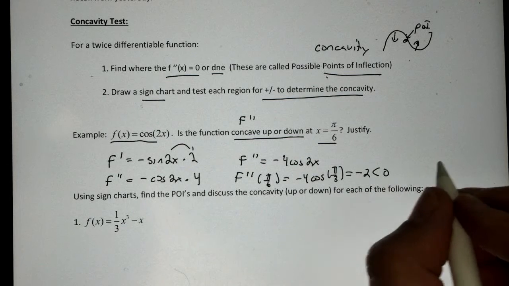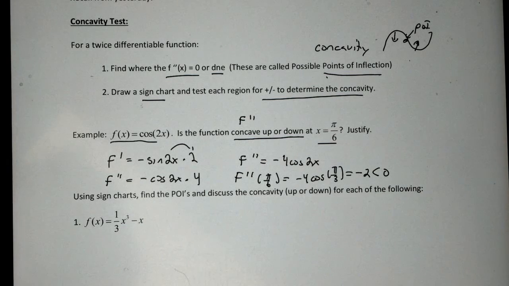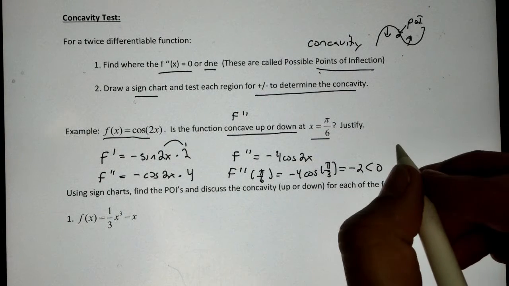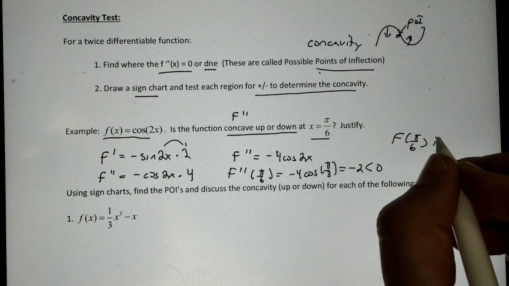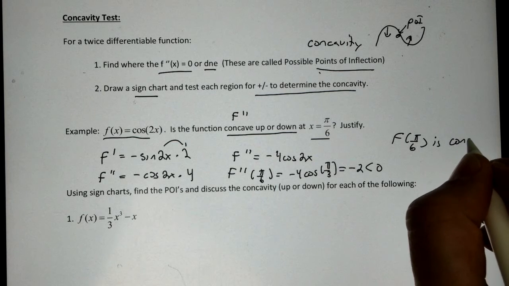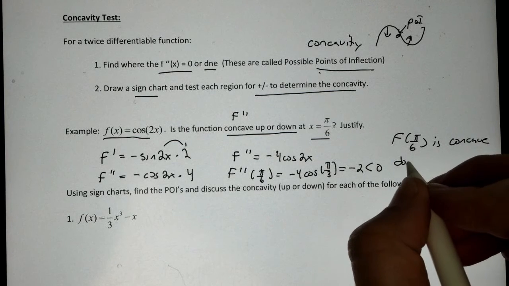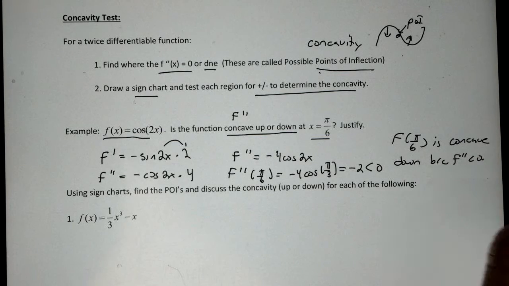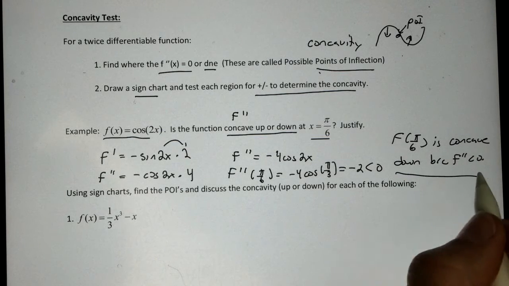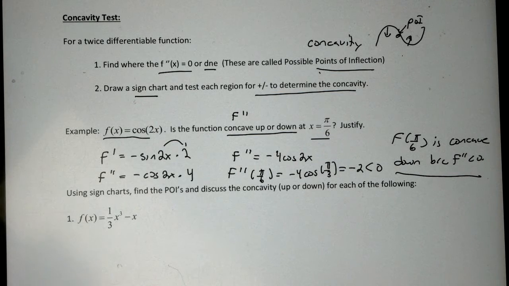Notice this is less than 0, so we can actually answer the question. This is going to be concave down, so we will say f of pi over 6 is concave down because the second derivative there is less than 0. There's our answer. Very easy to do.